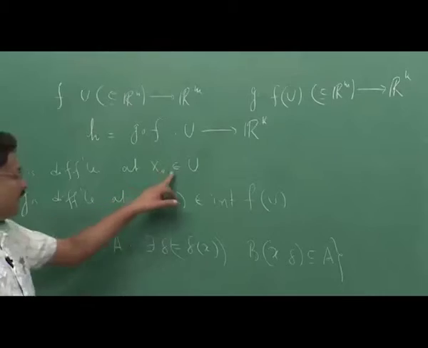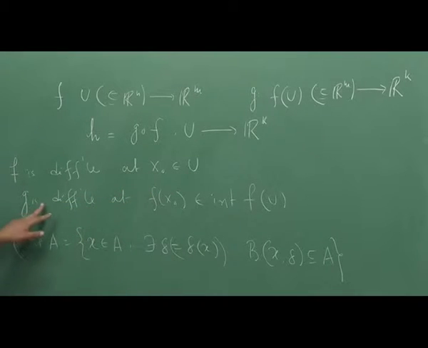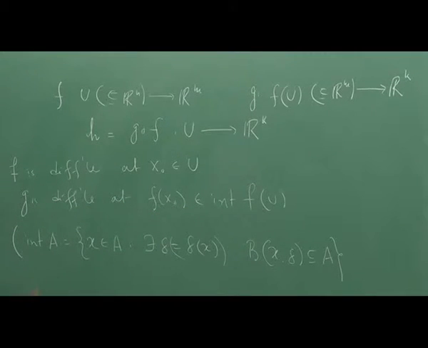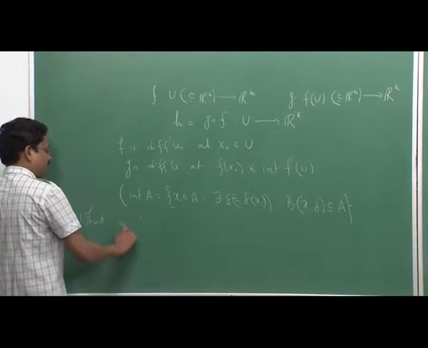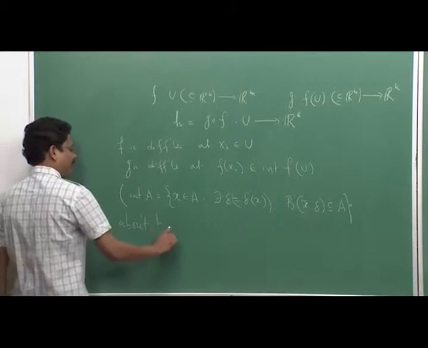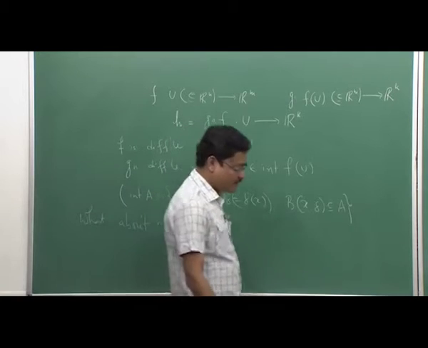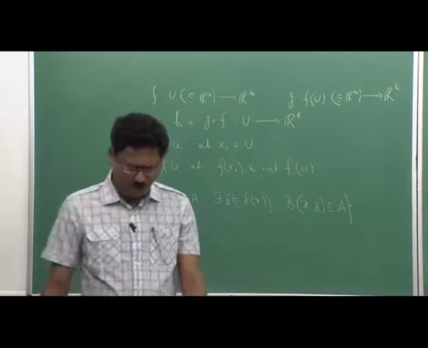So, f is differentiable at x naught in U, which is already open, and for any open set the interior is the same. g is differentiable at f of x naught, which is in the interior of f(U). Then what about h? From the chain rule of one variable, you know h is differentiable. If n, m, k are all 1, then h is differentiable and the derivative of h is given by g prime of f of x times f prime of x. Here also it is given by the same thing.